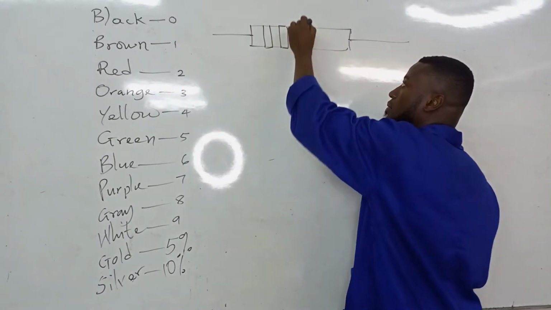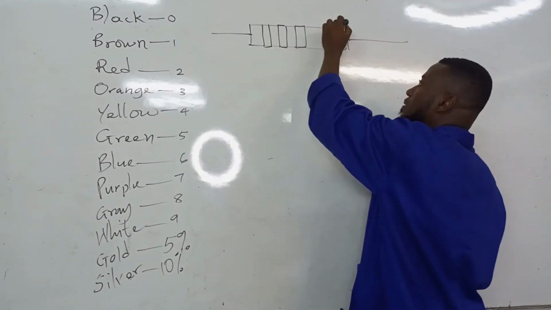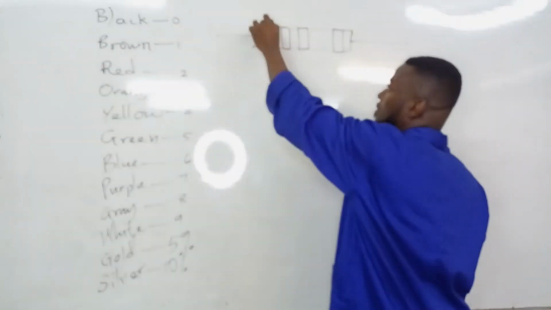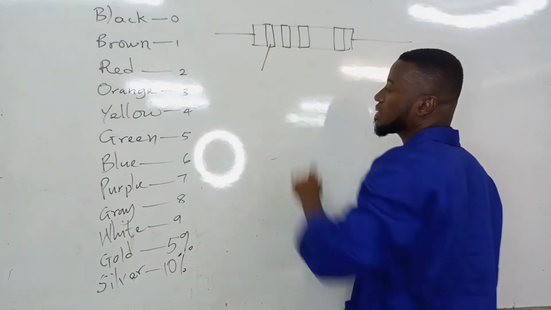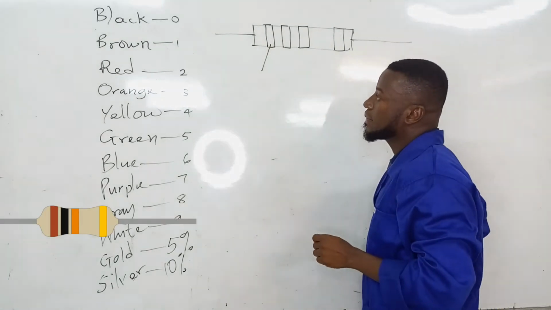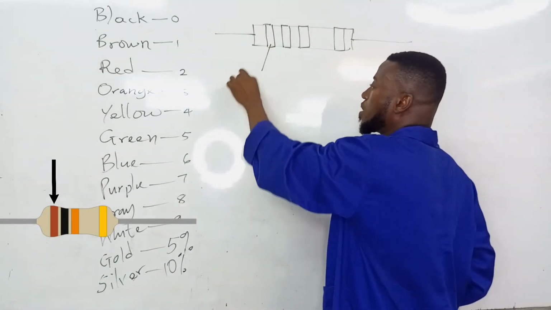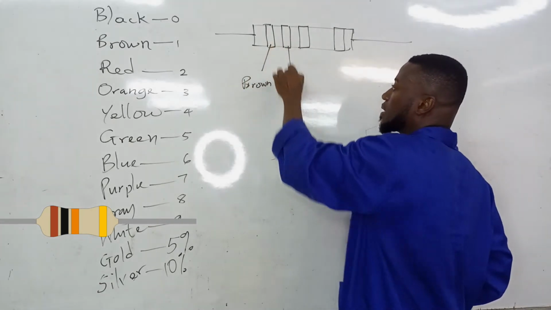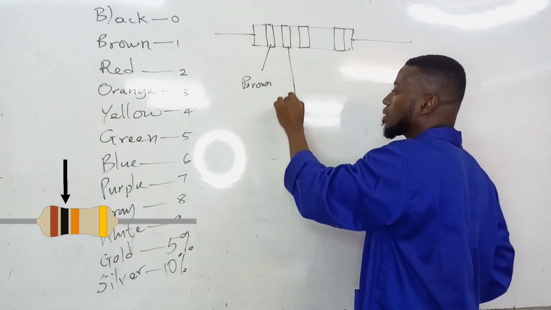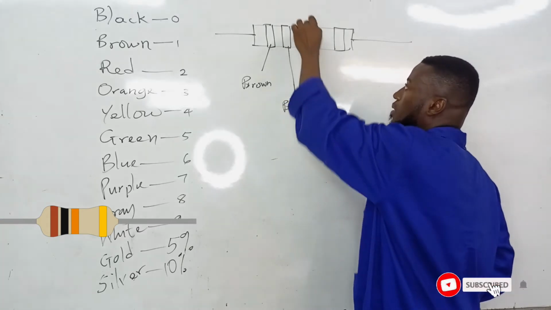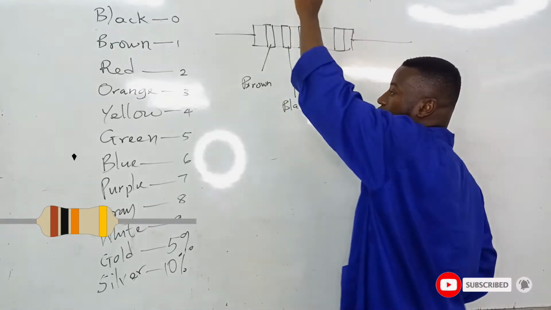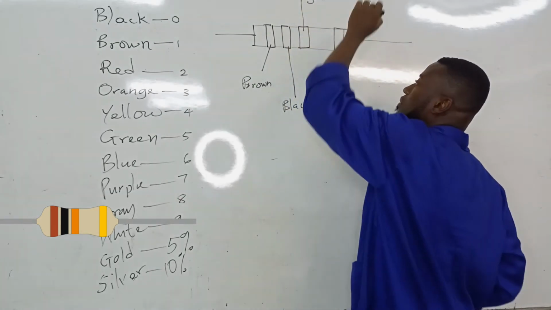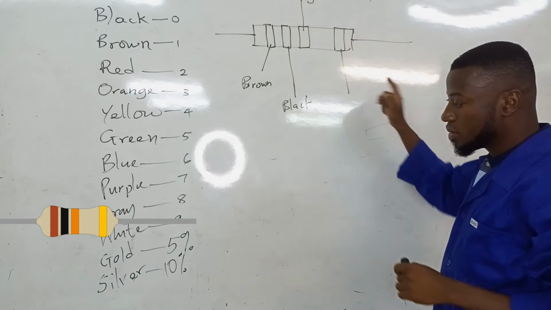So let's take one belt, 2, 3, and then tolerance. So should we say the first color, let's take brown, then the second one should be black, and then the next one should be orange. Then let's take this to be gold.